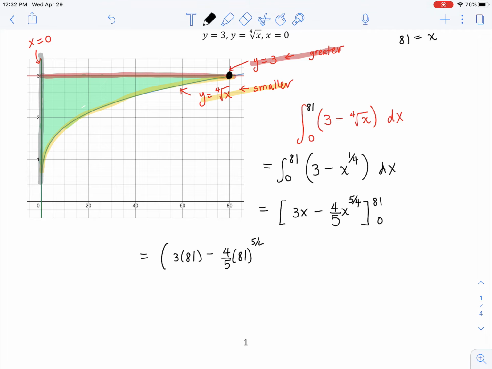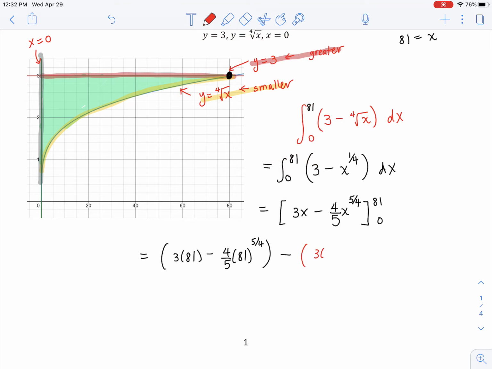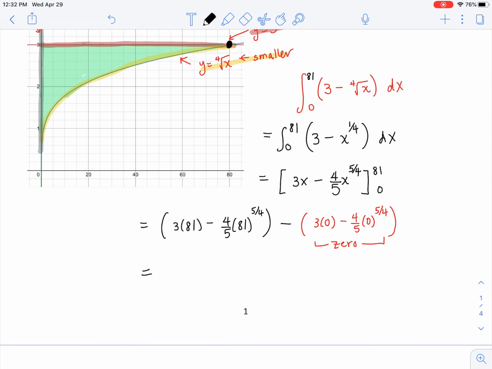3 times 81 minus 4/5 times 81 raised to the 5/4 power. And then what do you do? You subtract, right? You subtract the value that you will get when you plug in the lower bound, 0. And that part will just come out to be what I'm writing in red. This will just be 0, right? That just comes out to be 0. So our final answer, the area that I shaded in green, will just be that. Now get your calculator and type this in for me and see if you and I get the same thing, okay? So that's 3 times 81 minus 4/5 times 81 raised to the 5/4 power.